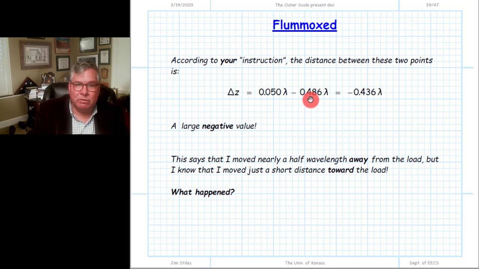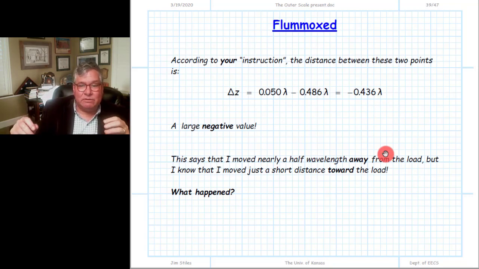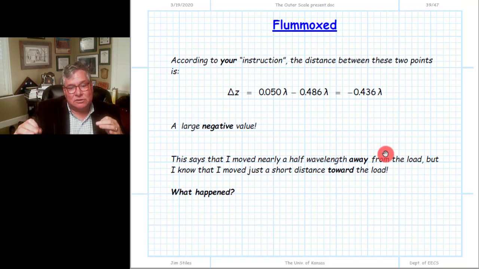Now that shouldn't happen. We're moving toward the load using the distance toward load scale, and we should then get an increase, a positive delta z. But this result mathematically shows that we get a negative value. In the example, this shows that we moved nearly a half wavelength away from the load, but what we really did was, of course, move a short distance toward the load.